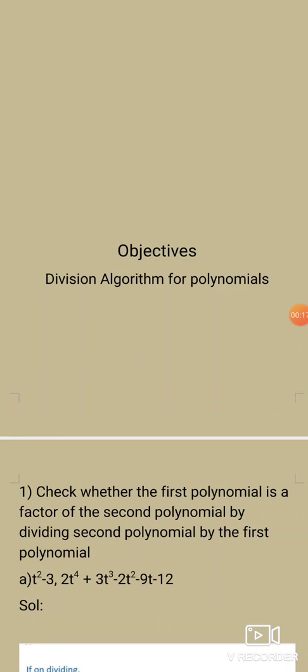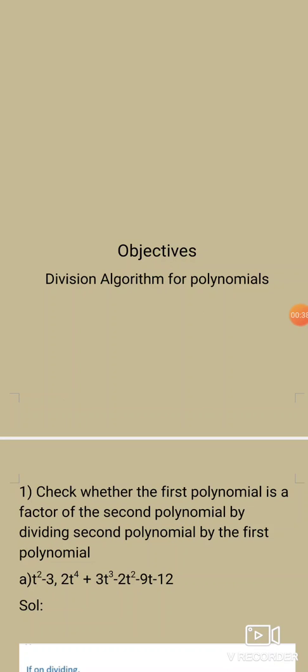Listen carefully, students. Last class we had discussed some problems of division algorithm for polynomials. That is, divide two polynomials and verify the division algorithm. So we know the division algorithm. What is that? Dividend is equal to divisor into quotient plus remainder.